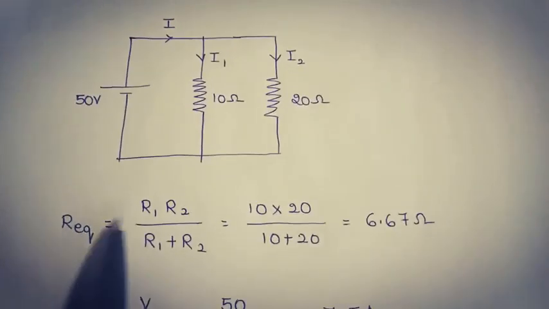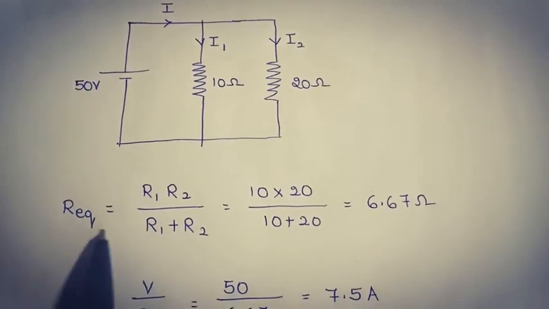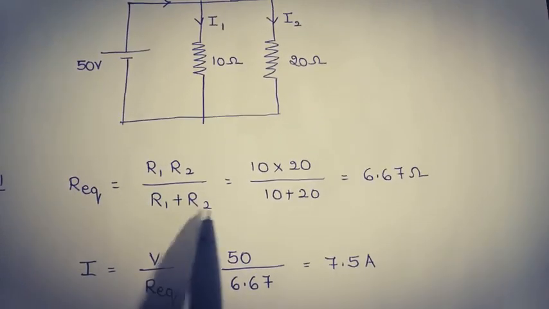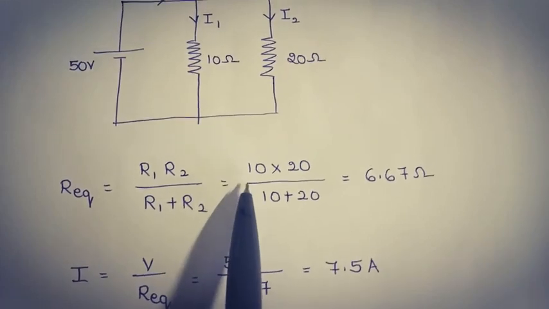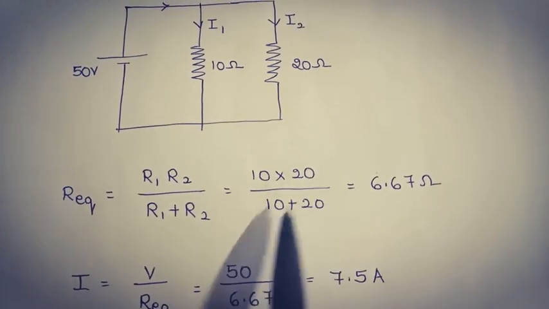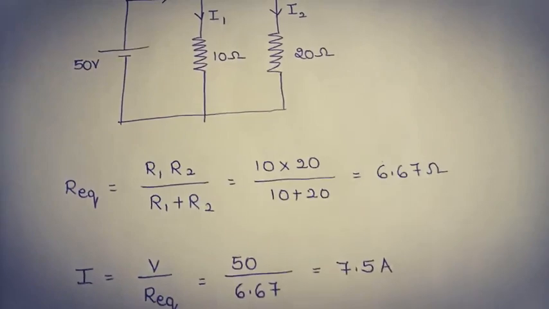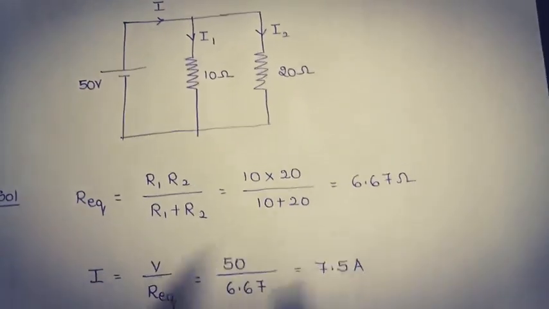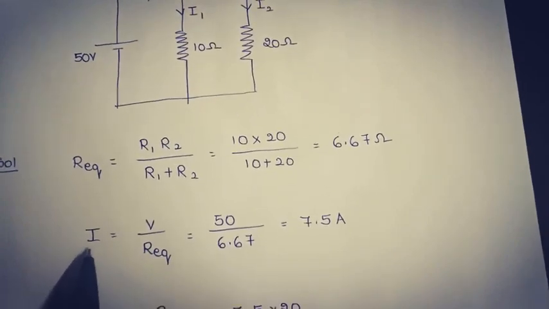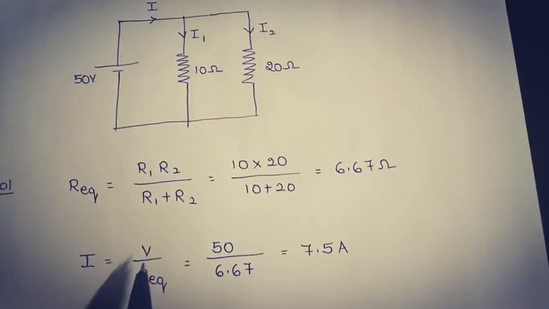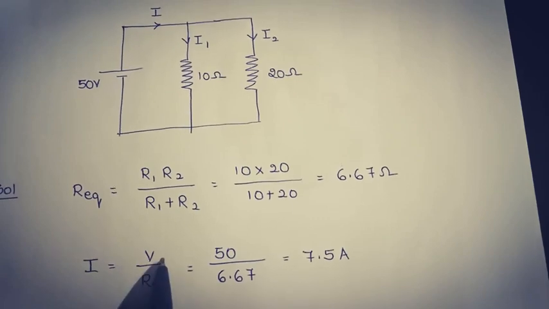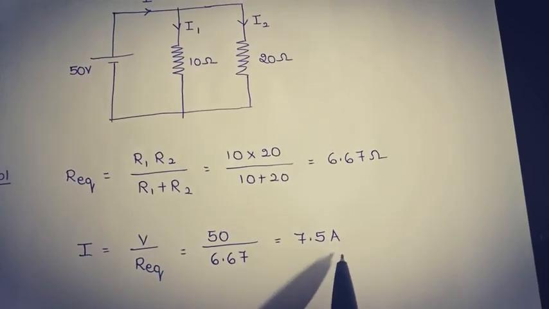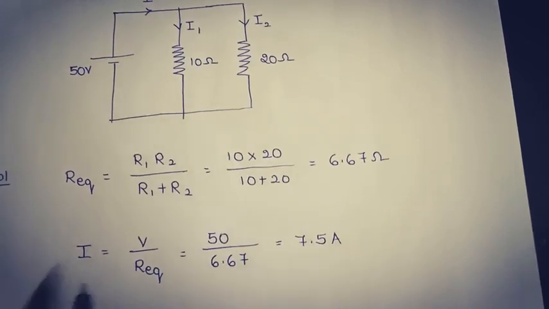When two resistors are connected in parallel, the equivalent resistance is equal to R1 R2 by R1 plus R2. So substituting the values, 10 into 20 by 10 plus 20, that is equal to 6.67. Therefore, I is equal to V by R, that is V by R equivalent, that is 50 by 6.67, which is equal to 7.5 amperes.